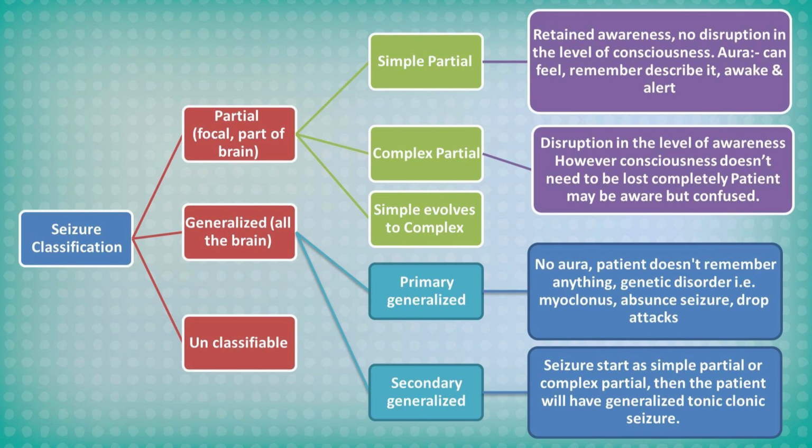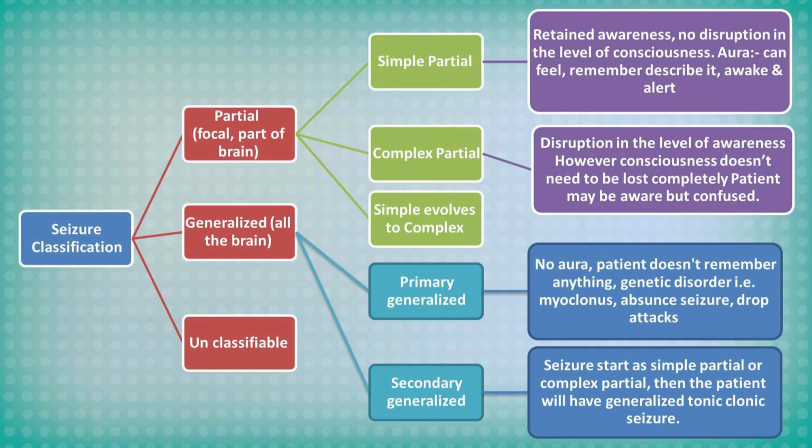or no disruption whatsoever in the level of consciousness. While in complex partial, you have disruption in the level of awareness. However, consciousness does not need to be lost completely. So the patient may still be aware, however, he might be confused. Any disruption in the level of awareness will make the seizure complex. In other words, the other term for simple partial seizures is really aura. An aura by definition is a simple partial seizure, so the patient will feel it, will remember it, can describe it, so he's completely awake and alert.